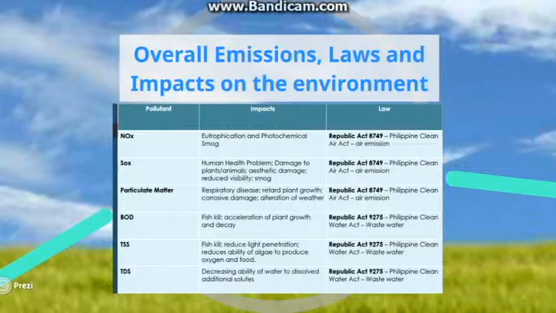For the water pollutant TDS, total dissolved solids, the environmental impact is decreasing ability of water to dissolve additional solutes. And the abiding law is Republic Act 9275, Philippine Clean Water Act.